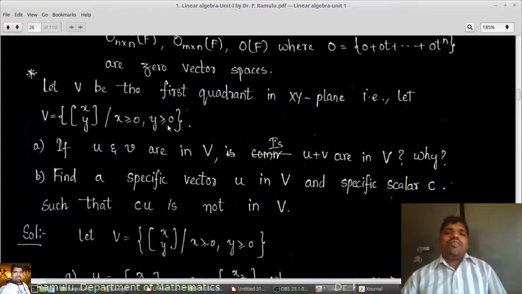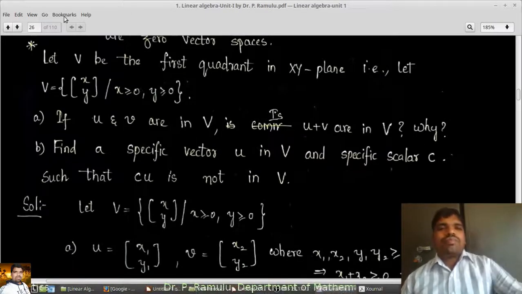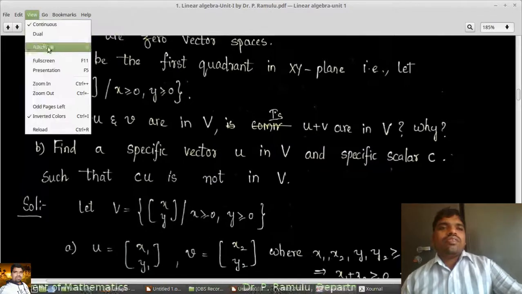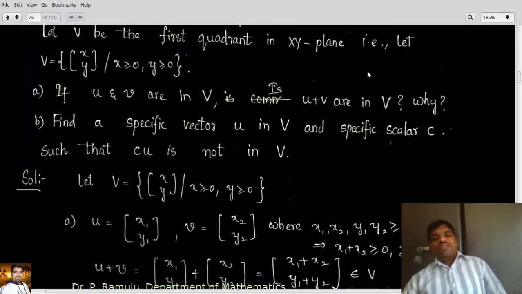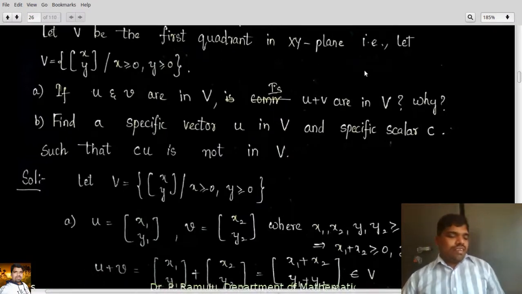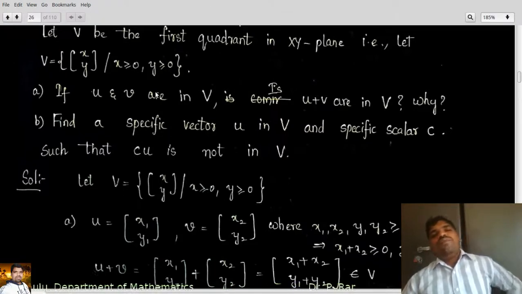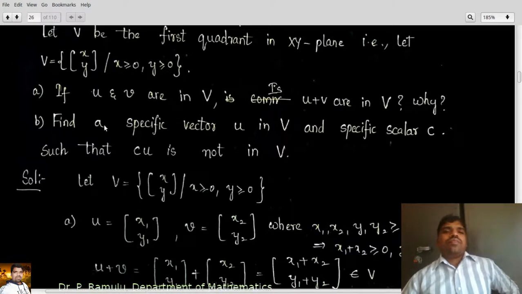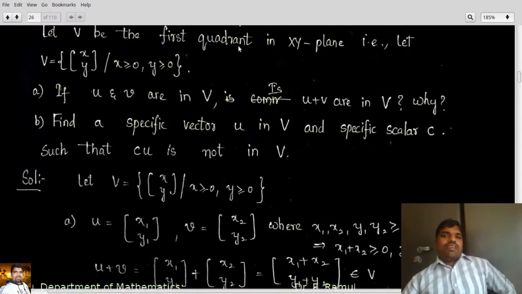So I want to do some problem. Let V be the first quadrant in the XY plane, that is, let V be equal to the set of X comma Y with X greater than or equal to 0 and Y greater than or equal to 0. If U and V are in V, is U plus V in V? V is the first quadrant in the XY plane. I am taking that V is the first quadrant in the XY plane, that is, let V be equal to this.